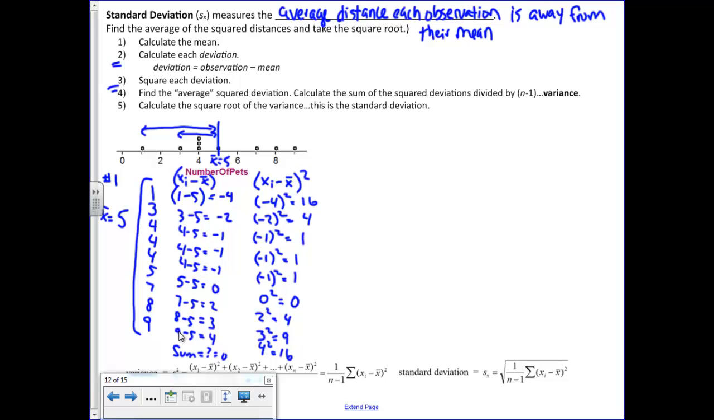So this was step 1, this was step 2, this is step 3. Now we find the average squared deviation. If I take all of these and add them all up, what's the total? 52?